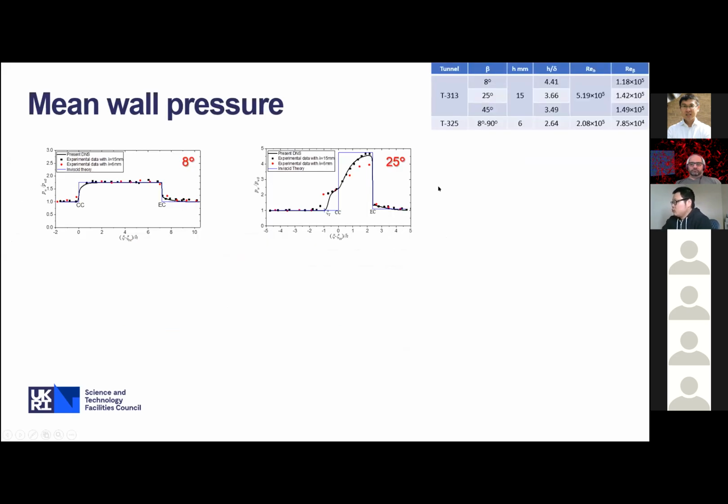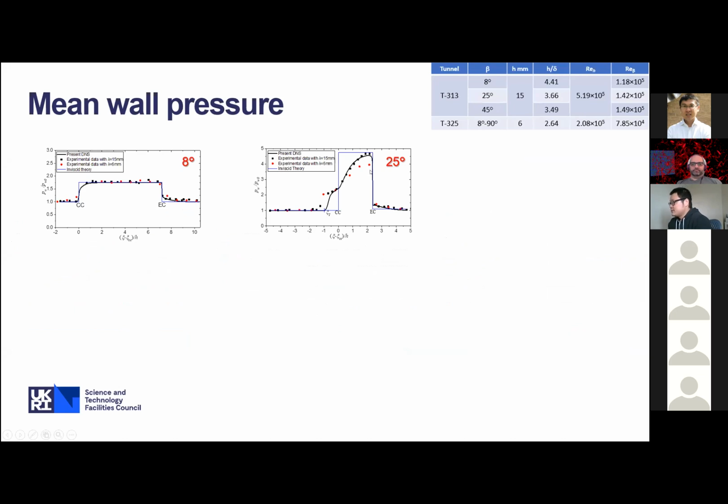Then we first check the mean wall pressure. This is 8 degrees, this is 25 degrees. The mean wall pressure is in good agreement with the measured data. We can see that after the compression corner the pressure is raised, and after the expansion corner of the step, the pressure drops.